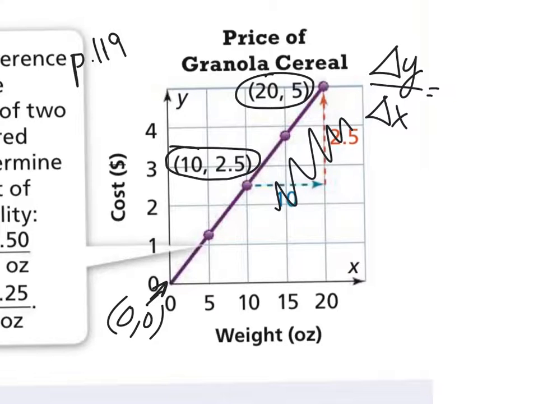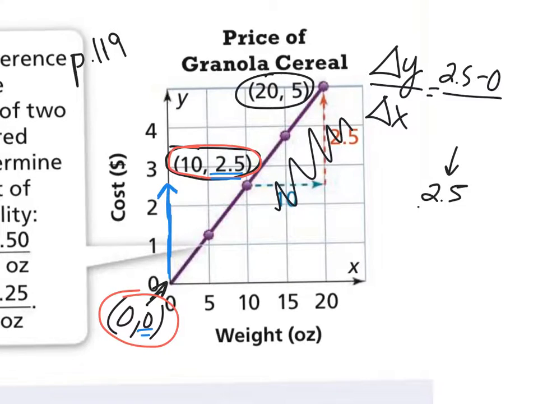So if we just look at 0, 0 going to 10, 2.5, we're going to find a change in y and the change in x. So the change in y, if we're at 0, 0 and we're going up to 10, 2.5, the question is, how much is our y value changing? How much are we going up? And the answer is 2.5. Our y value went from 0 to 2.5, okay? If you want to, you can say we're taking 2.5 minus 0 to find that. Okay, but that change in y is 2.5.